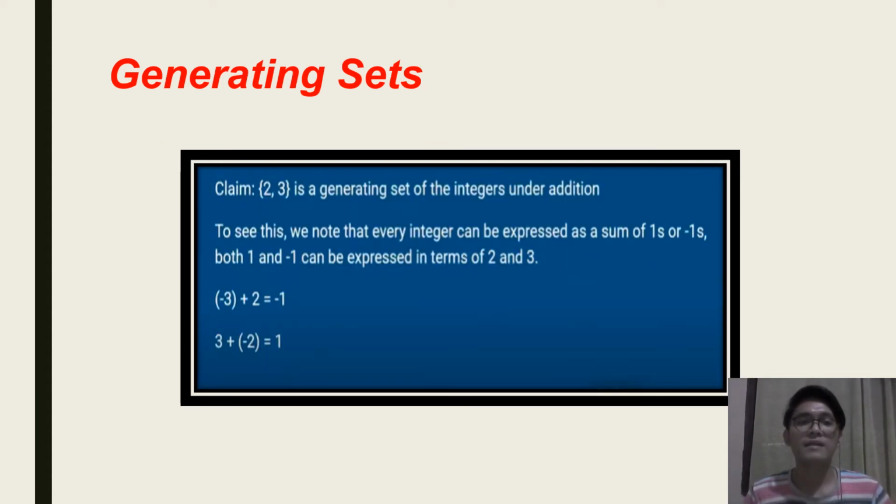Let's prove that the set 2 and 3 is a generating set of the integers under addition. We can say that this is true because we can reach any integer by adding ones and negative ones, and we can express 1 and negative 1 in terms of 2 and 3. So negative 3 plus 2 is equal to negative 1, and 3 plus negative 2 is equal to 1. In fact, we can argue that any coprime pair of numbers generates the integers under addition using this method.